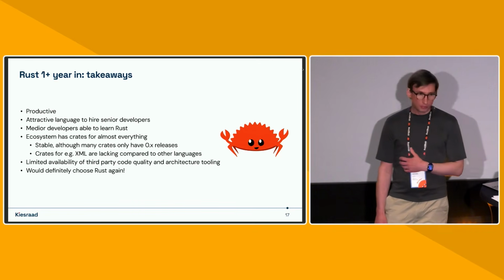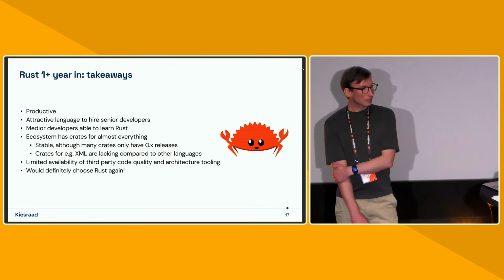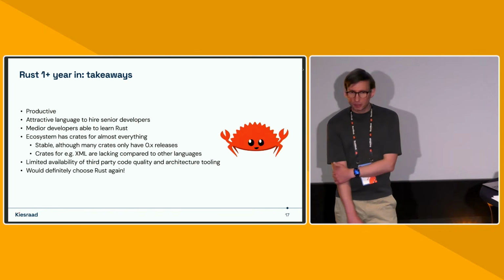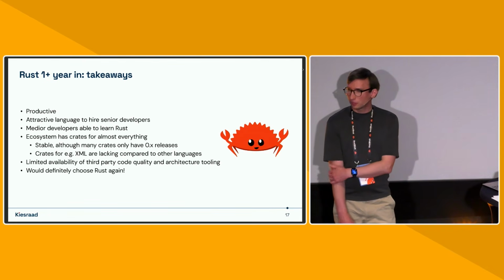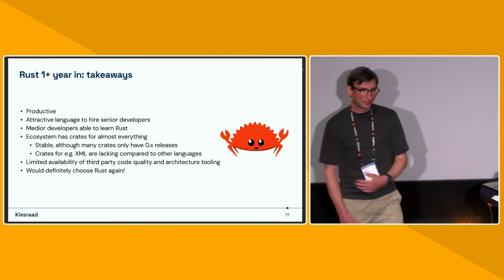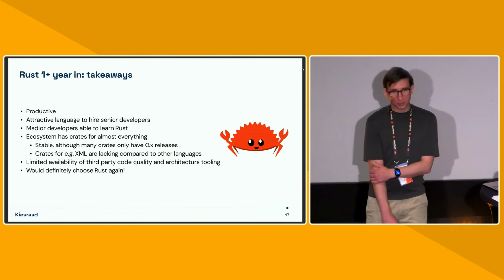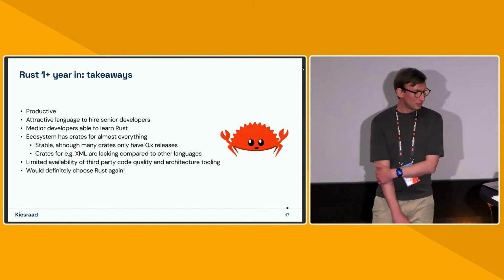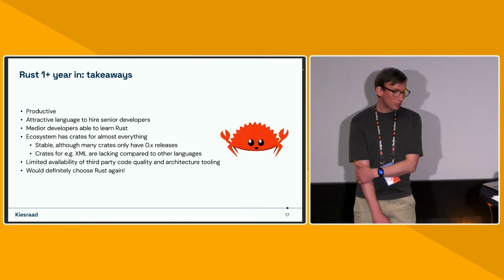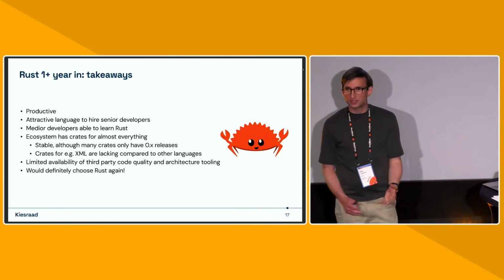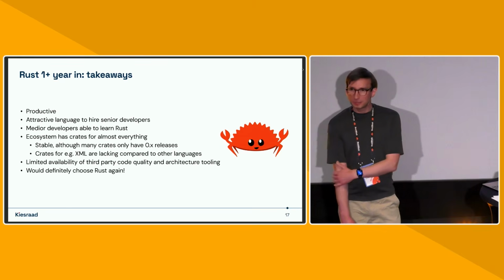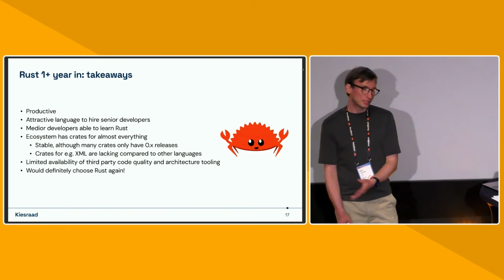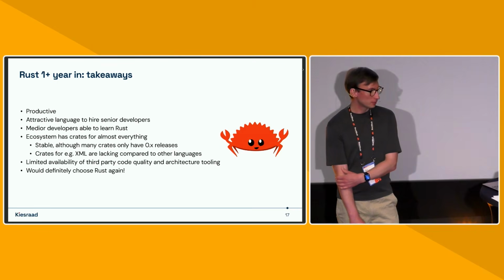The ecosystem has crates for almost everything. Many crates are stable. As Nico mentioned earlier, some have a single maintainer. Many only have a 0.x release, which doesn't matter, but it might look a bit like it's not ready for production use yet. So maybe something that can be improved. And we also found that crates for XML are lacking compared to other languages that were invented around the time XML was at its peak. So it's doable, but it's a bit less nice than you would see in other languages.